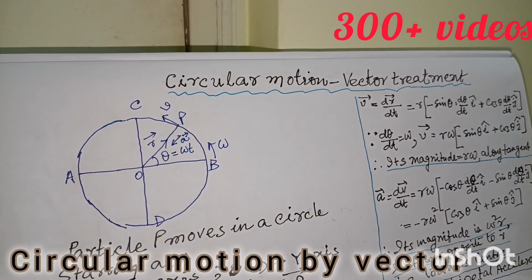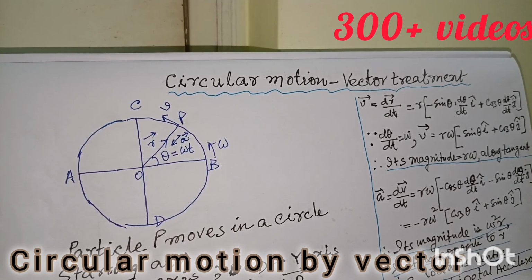Now look at the diagram. Let a point P be moving in a circle about center O, and we call O the origin, and we draw two mutually perpendicular lines AOB and DOC and call them the x-axis and y-axis. And we call the position vector of P from O as R vector. So R vector is nothing but OP vector. It has magnitude R and it has a direction from center to point P.